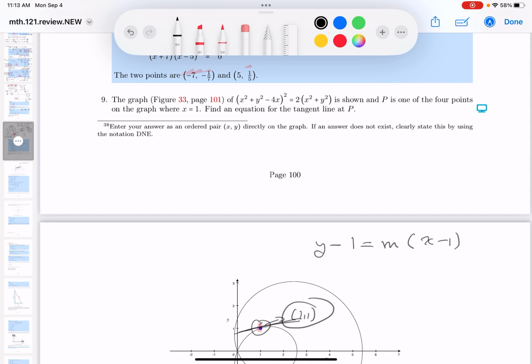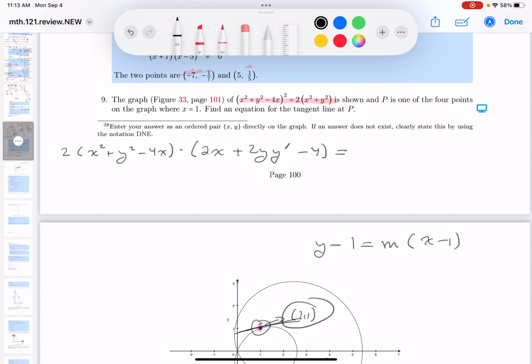So I need the derivative, and taking a derivative of this thing over here, I'm looking for dy/dx, or just simply y prime. What do you get? 1/2 times x squared plus y squared minus 4x, reduce the exponent by 1, so the exponent becomes... times the root of the inside, times 2x plus 2y y prime, minus 4. That's the left side. Now let's do the right side.